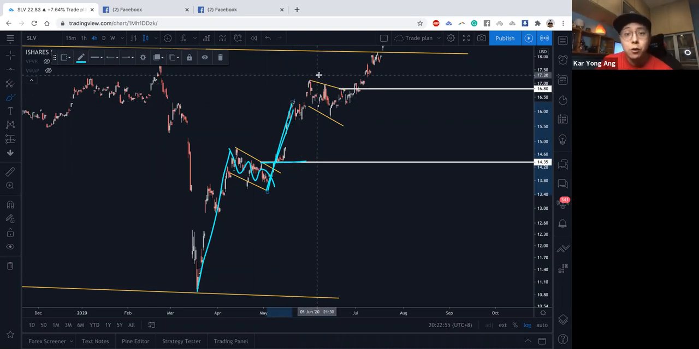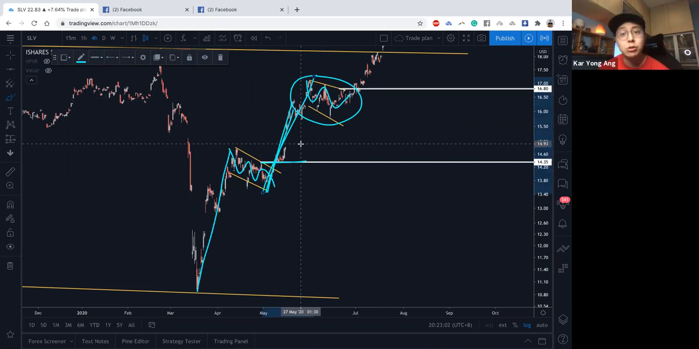And of course, in June, what I saw next is price just continue to consolidate. So again, after every impulse move, you would expect price to take a break. Okay, it can't just keep going. It needs to eventually stop and pause, and then after that, continue. So from there, it started to consolidate again.